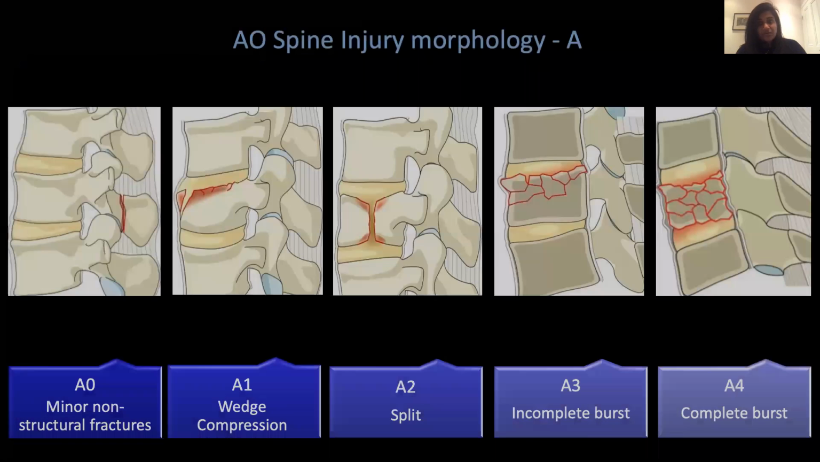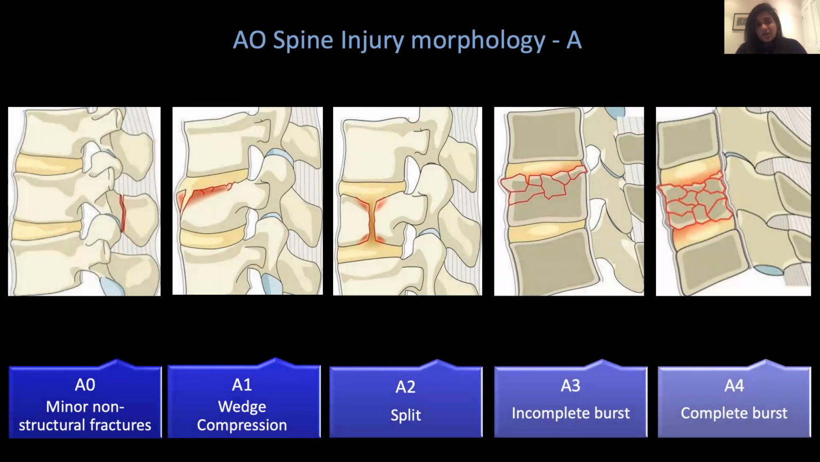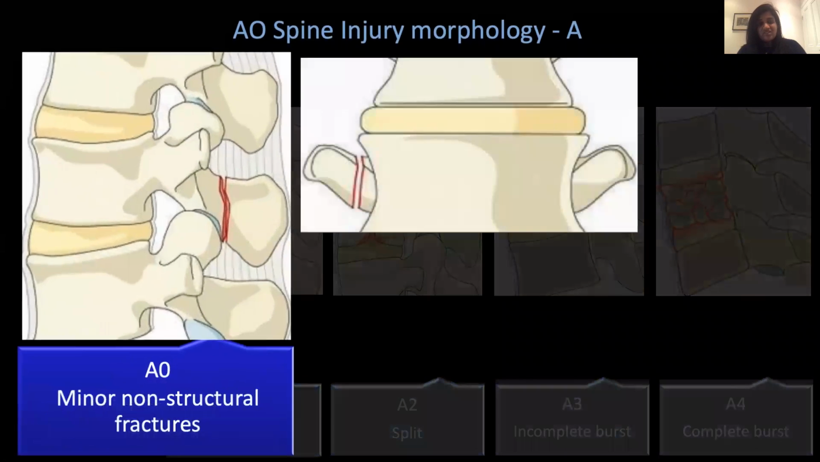So let's have a look at some of these in a bit more detail. So AO injury morphology A, the compression type fractures. But firstly, we've got A0, which is the minor non-structural fractures. But remember, they're not minor if they're associated with an abdominal injury or other associated vertebral fractures, which these often are.